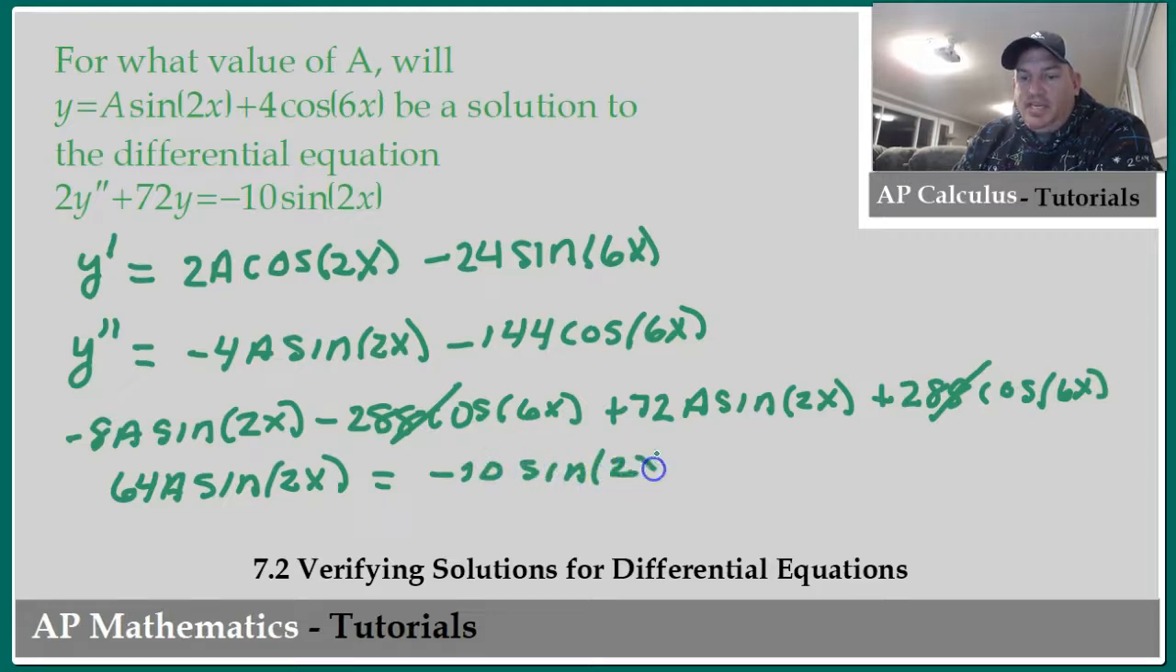At this stage, we could divide both sides by sine 2x, divide both sides by 64, and you get a is equal to negative 10 over 64. Or reduce down to, divide by 2 on top and bottom, negative 5 over 32 as my final answer.